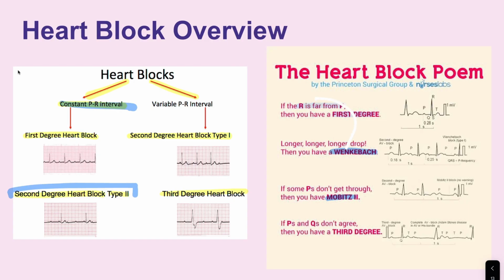So to take it from the top: if the R is far from P, then you have 1st degree. Longer, longer, longer, drop, then you have a Wenckebach. If some P's don't get through, then you have Mobitz 2. And if P's and Q's don't agree, then you have 3rd degree. Say it over and over and over again. As silly as it is, it will help you, I promise.